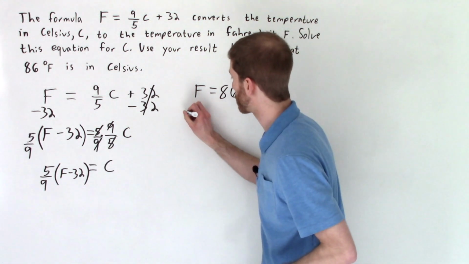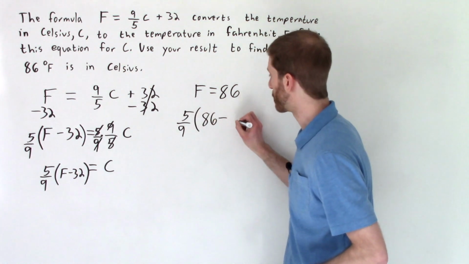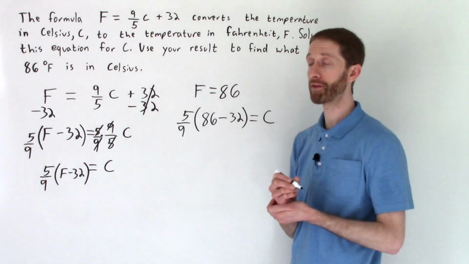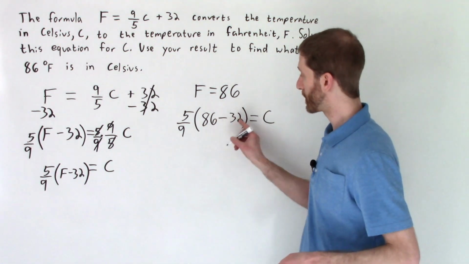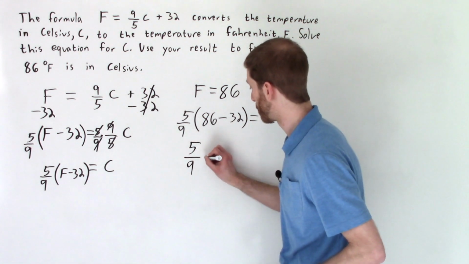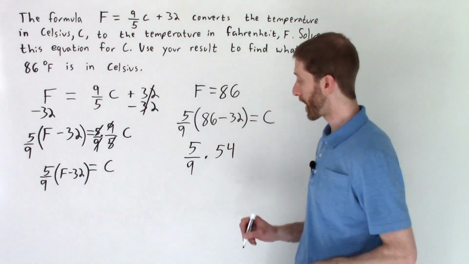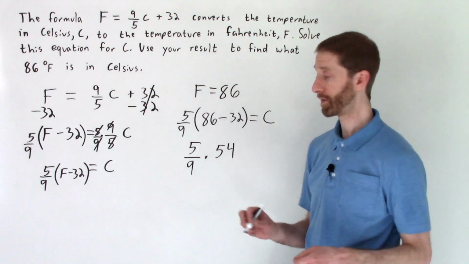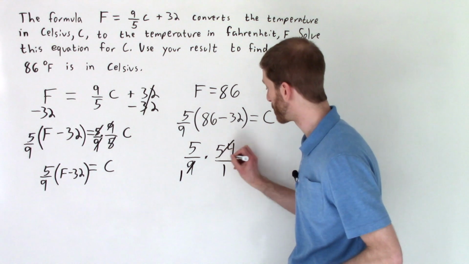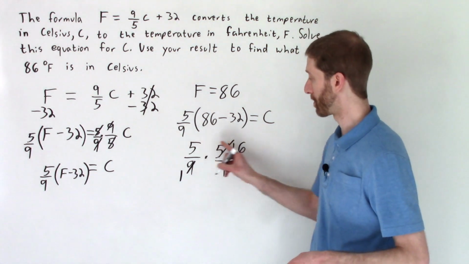So I'll plug it in. I get 5/9 times 86 minus 32. And now I just need to simplify using my order of operations, being patient with it. 86 minus 32 is going to be 54. So I get 5/9 times 54 out of those parentheses. Next, I'm going to simplify 5/9 times 54. If it helps, you can put it over 1. 9 goes into itself once and into 54 6 times. That's the GCF, and that's helping us a lot because now we can multiply across.